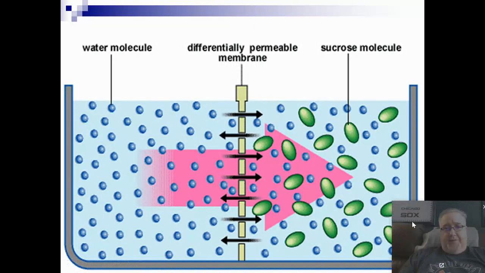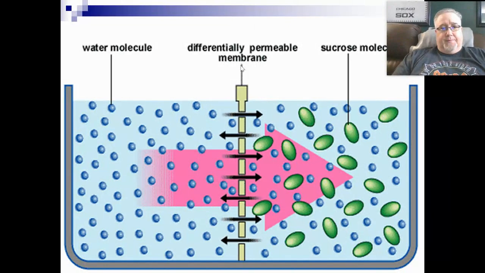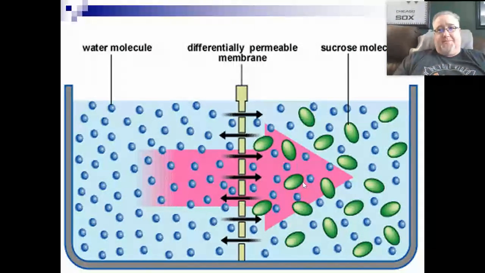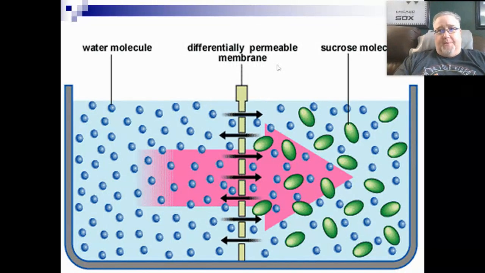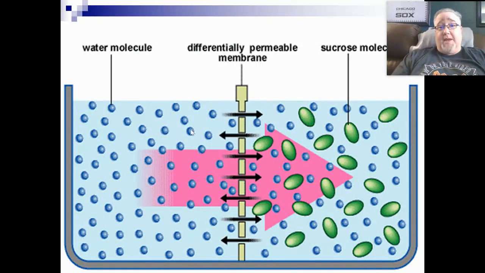Here's another picture of this as well. It's not an animation, but let's just say, for example, that this is the cell, and here we have our cell membrane right down the middle. Okay, so this is a differentially permeable membrane. Same thing as a selectively permeable membrane or a semi-permeable membrane. Things can pass back and forth, but not everything can. All right. So, for example, this membrane again is permeable to water. Water can pass back and forth, but larger molecules like sugar or sucrose can't.